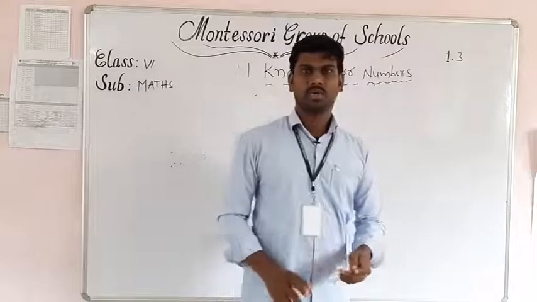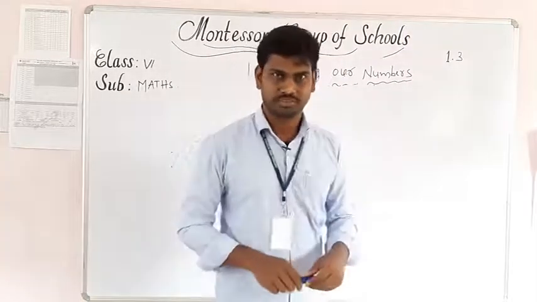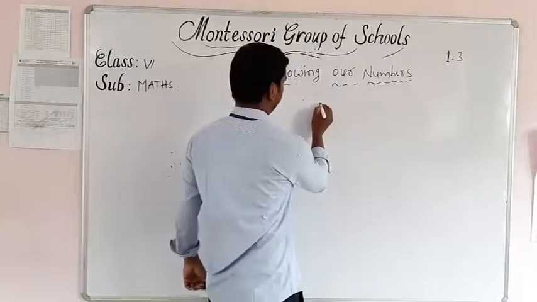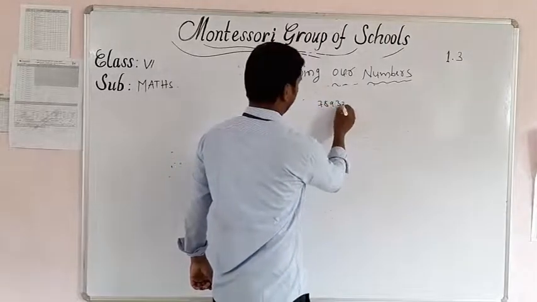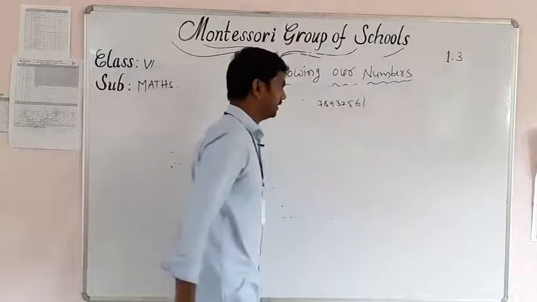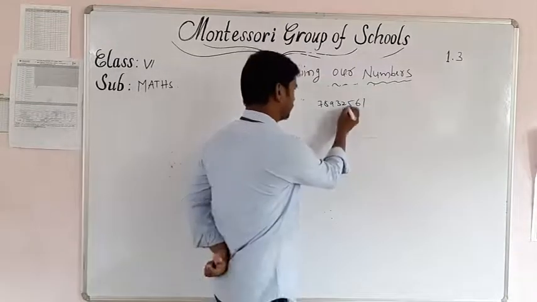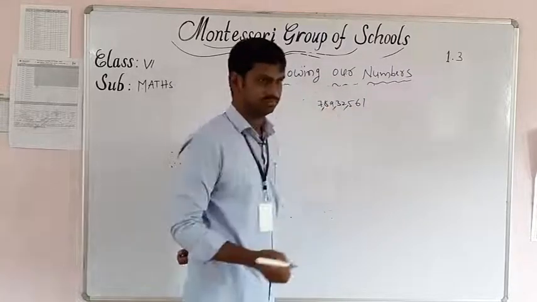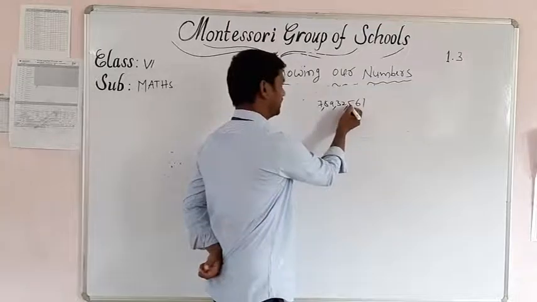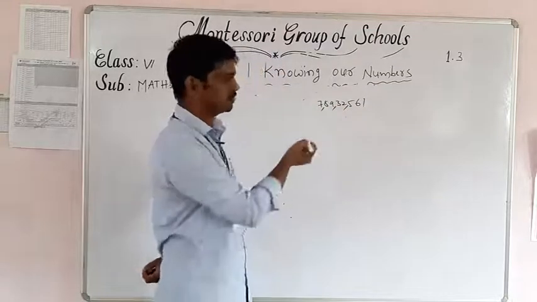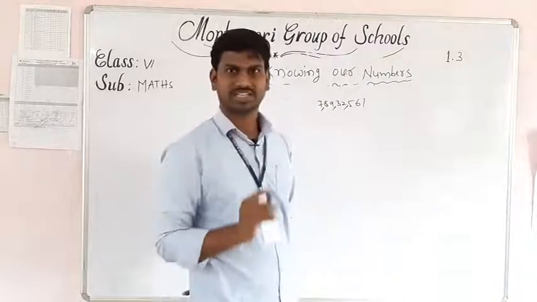And you know how to use commas in the Indian system. For example, take 7, 8, 9, 3, 2, 5, 6, which is 8 digits. In the Indian system, the first comma comes after 3 digits, then the second comma, then the third comma. So ones, tens, hundreds, thousands, 10,000s, lakh, 10 lakhs, crores. That is 7 crores, 89 lakhs, 32,561. The Indian system is clear.